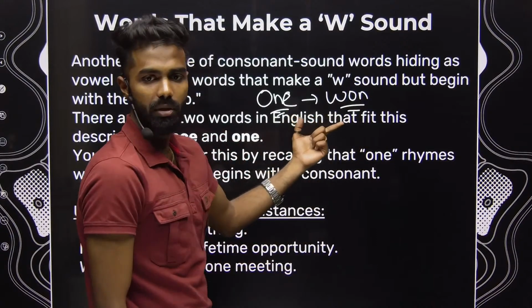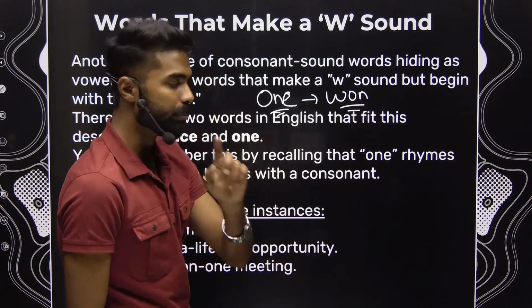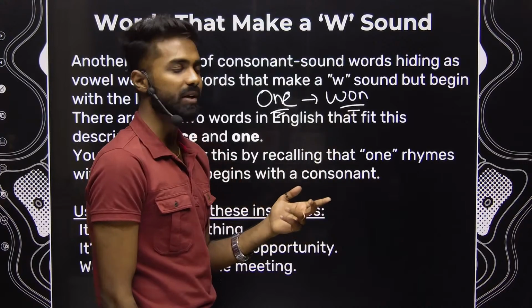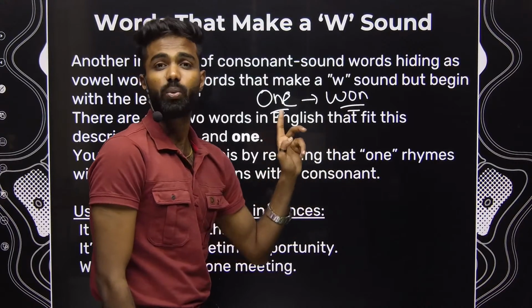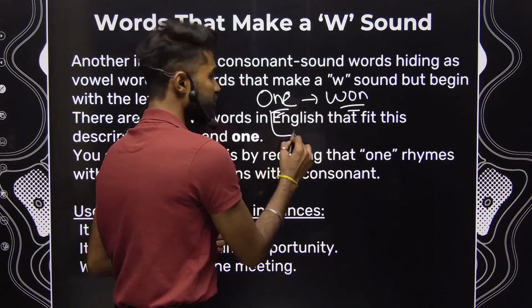Both are sounding similar. Won means to win something. One means a number, a numerical value. Won is winning something, victory, right? But the pronunciations are quite similar. See here, one, won. So what is the pronunciation of this word?